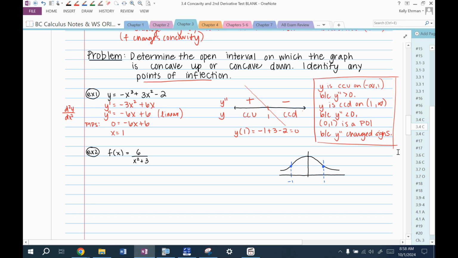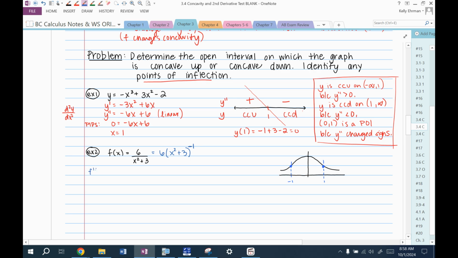Okay, let's do this again. You can use quotient rule here, or I'm going to rewrite f of x, I think. Anytime the numerator is just a number, I kind of like doing it this way, but you don't have to. I like power rule, but you could do quotient rule if you want to.